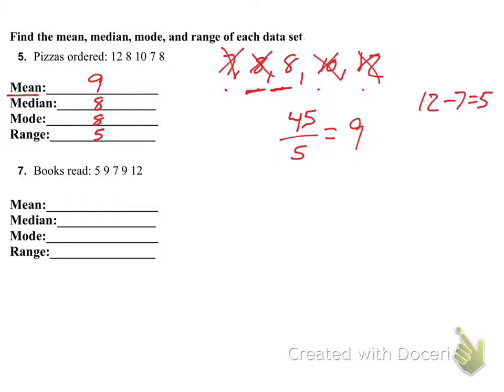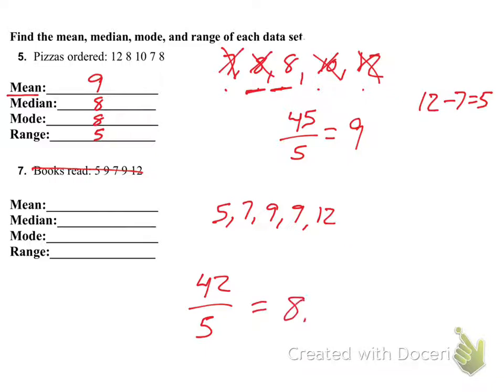I'm going to do the same thing for the next set. First, I'm going to put them in order. So I have 5, 7, 9, 9, 12. So then I'm done with that. For the mean, I'm going to add them and divide by the number 5. So that'd be 5 plus 7 plus 9 plus 9 plus 12. It's going to give me 42. I'm going to divide by 5 because that's how many numbers I have. That's going to give me 8.4. So decimals are okay.